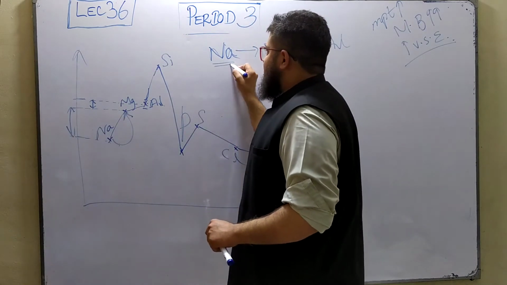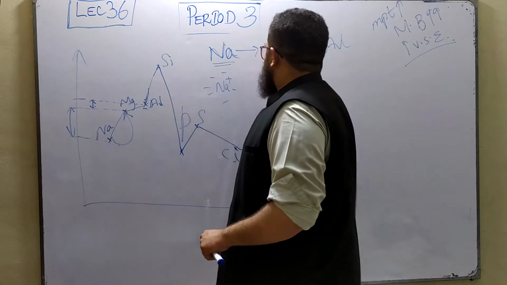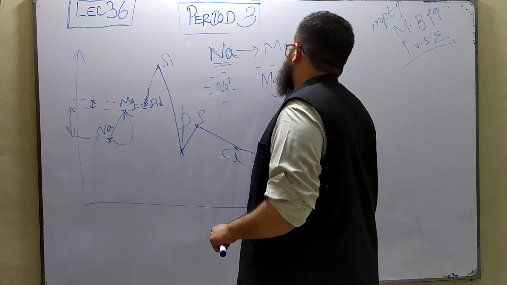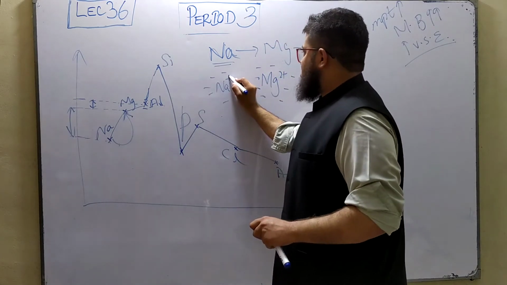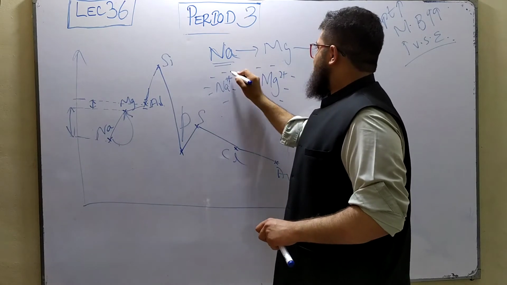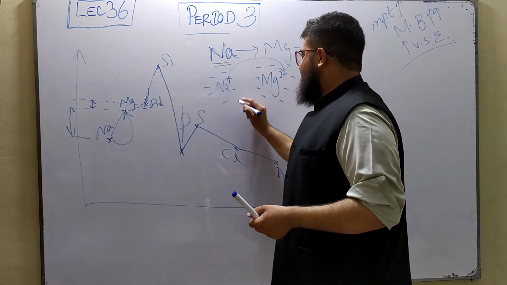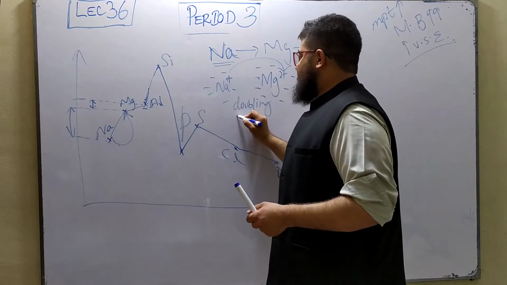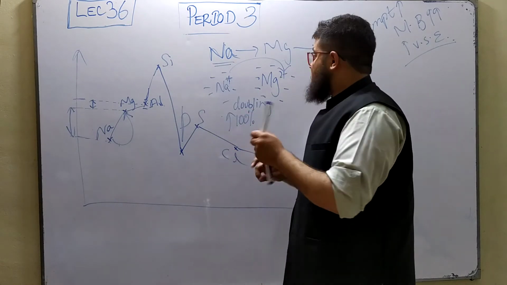Sodium metal contains sodium positive ions surrounded by electrons, right? Magnesium contains Mg2+ positive ions surrounded by electrons. Now look at the charge carefully. This is positive 1. Positive 1 is changing to positive 2. It is doubling, right? And doubling, I can say that it is increasing by 100%. There is an increase in the charge by 100%.